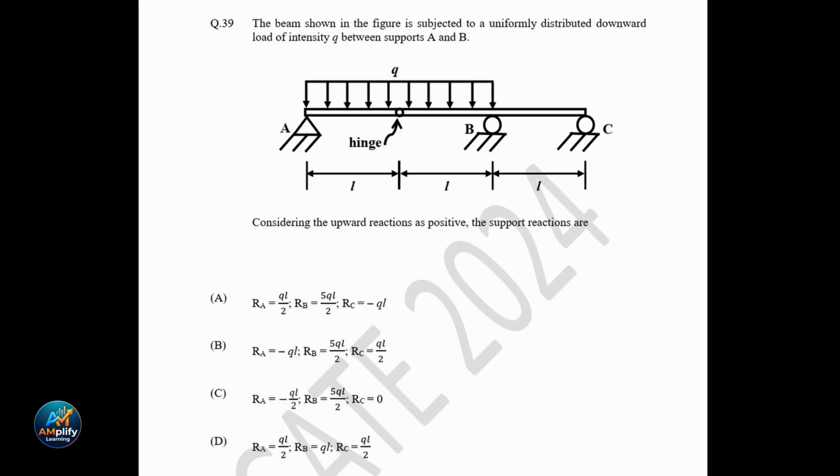And so it has a pinned support and two roller supports, and has a hinge, so it becomes a determinate structure, right? And the length of the beam is given, so you have to find out the upward reaction at A, B and C. Okay, so let's do the solution.